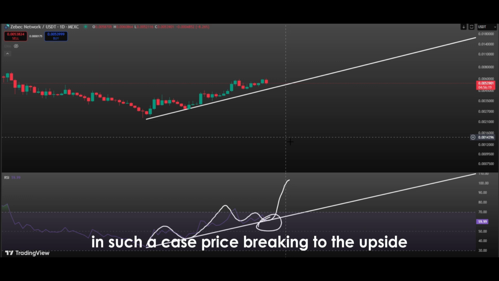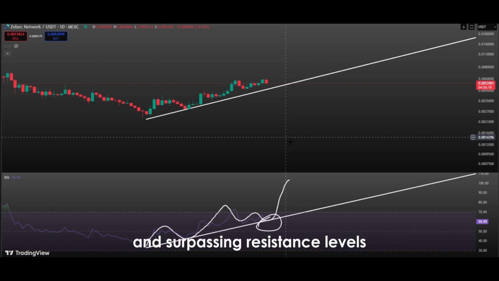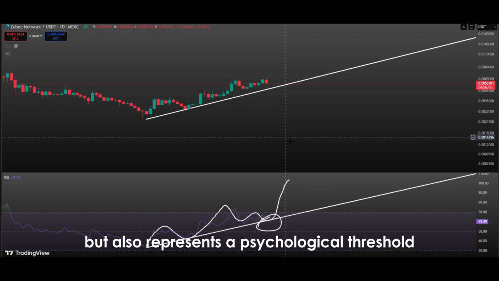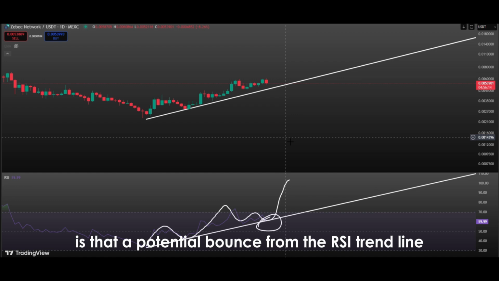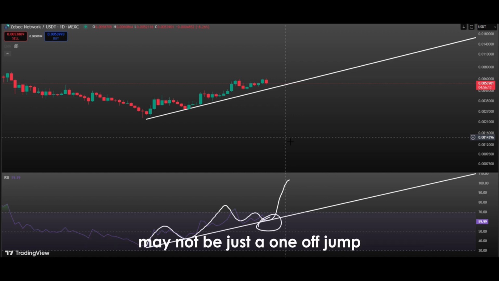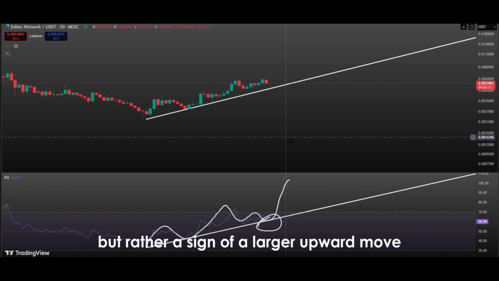In such a case, price breaking to the upside and surpassing resistance levels becomes highly likely. Therefore, the reaction of the RSI at this trend line is not just a technical detail, but also represents a psychological threshold. Another crucial point investors should pay attention to is that a potential bounce from the RSI trend line may not be just a one-off jump, but rather a sign of a larger upward move.